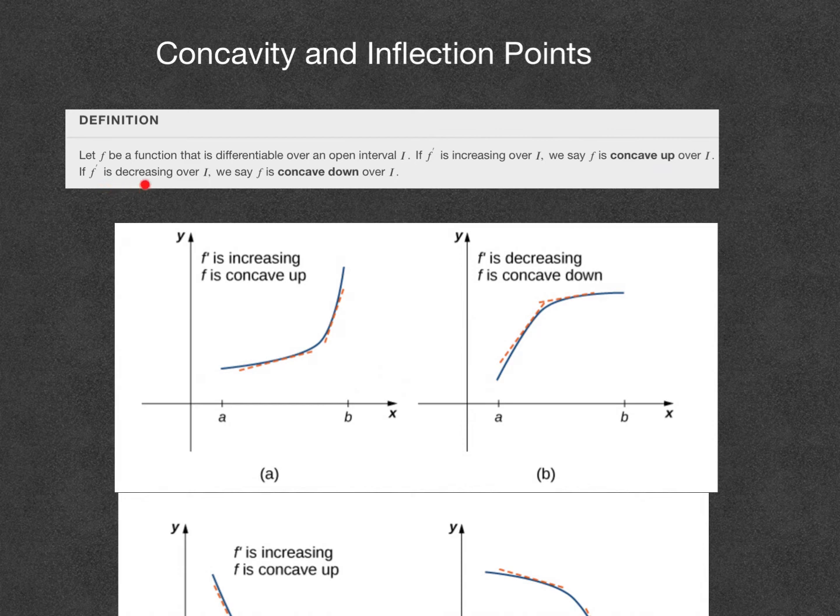If the derivative is decreasing, f is concave downward. Okay, so what do we mean by that? Let's take a look at this first picture, part A. Slope there, kind of flat. Slope here, much steeper. So the derivative, the slope, is increasing. That's called concave upward. Here I have a steep slope followed by a flat slope. The derivative is steeper, flatter. The derivative is decreasing. That's concave downward.